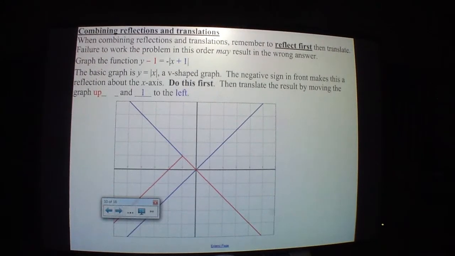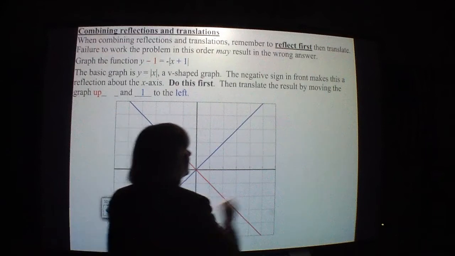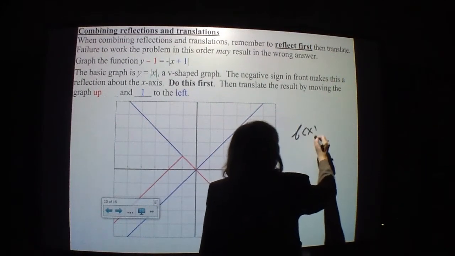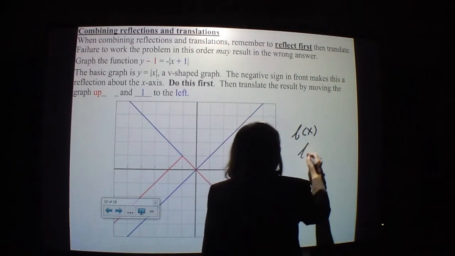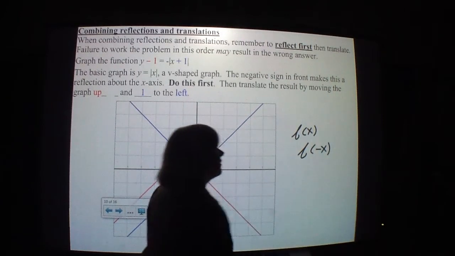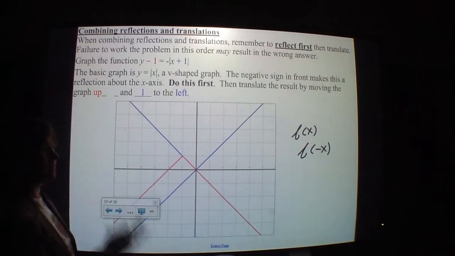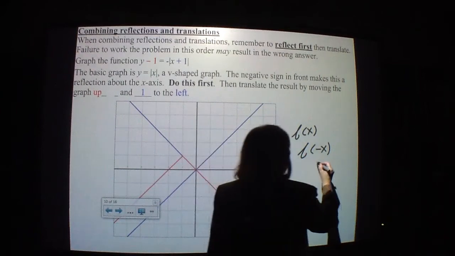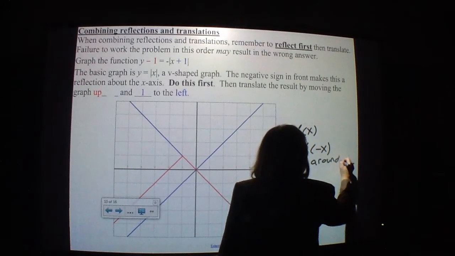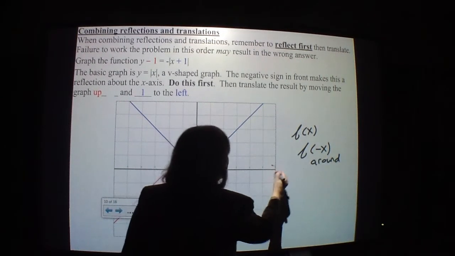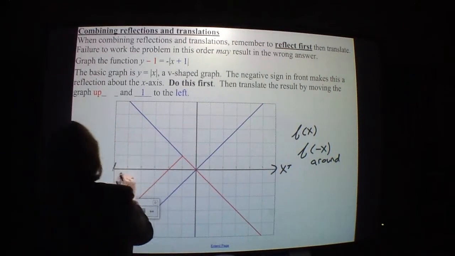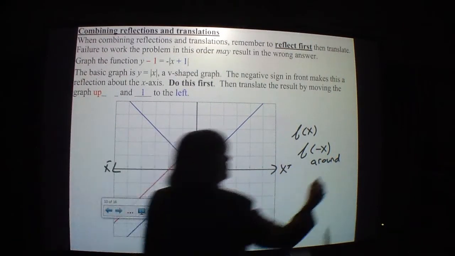Now I'm going to combine reflections with the translations. So I'm going to reflect. Remember when we were doing reflections before, when we were talking about symmetry. Remember, if I did something like this, that was my x going from positive to negative. So this is around the y-axis.